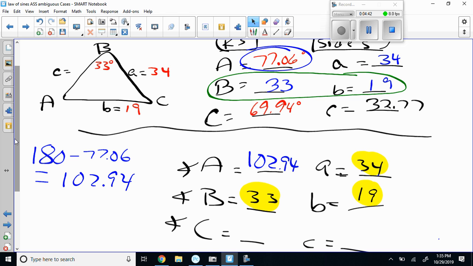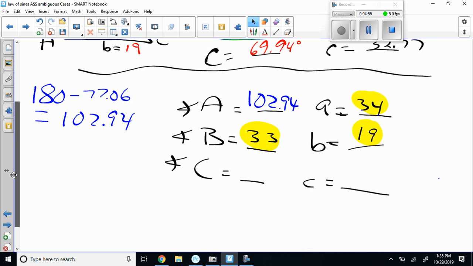Now, I plugged 102.94 in for angle A down here in the second scenario, the second triangle. If I take 102.94 plus 33, is that above 180 or below 180? Below 180. So what that means is, hey guys, somebody take 102.94 plus 33 and subtract it from 180. Take it on your calculator.